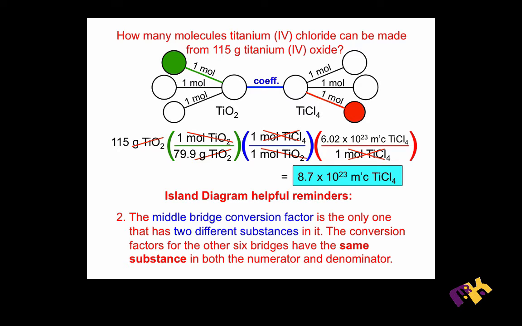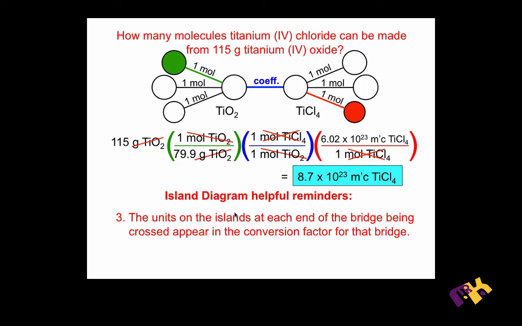The conversion factors for the other 6 bridges have the same substance in both numerator and denominator. So the only time we change the substance is at the middle bridge. The units on the islands at each end of the bridge being crossed appear in the conversion factor for that bridge. We kind of mentioned Avogadro's number. Avogadro's number would be what we would go to for molecules. Volume is 22.4 liters per mole, and then grams would be the molar mass of the substance. Yep.